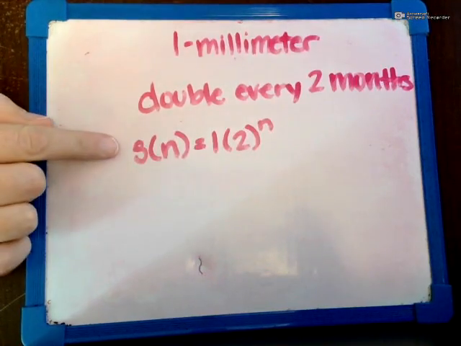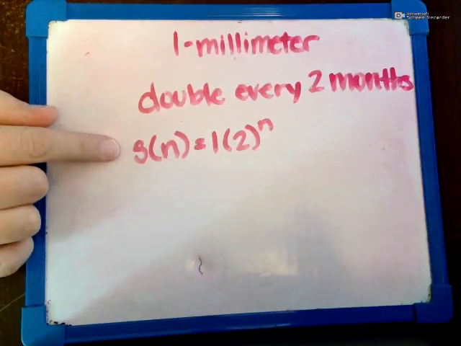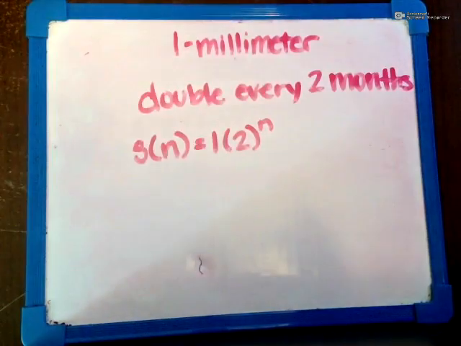So the formula is going to look like S of n is equal to 1 times 2 to the power of n, where n is the number of 2-month periods and S is the size of the tumor in millimeters. And we want to know what a reasonable domain and range is. A 2-year period contains 12 2-month periods. So a reasonable domain is from 0 to 12.